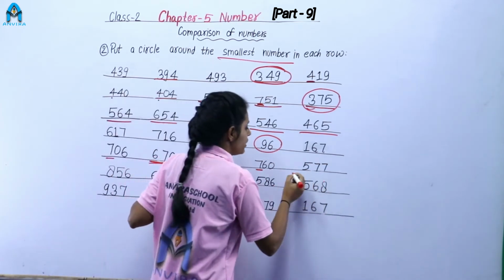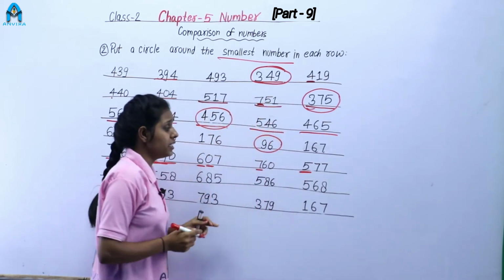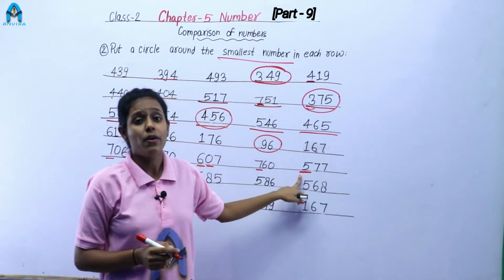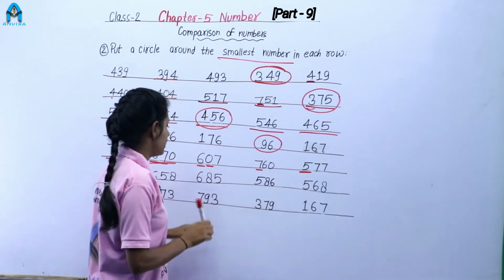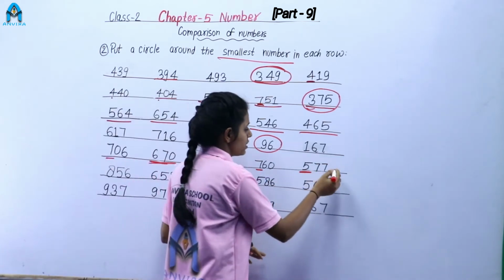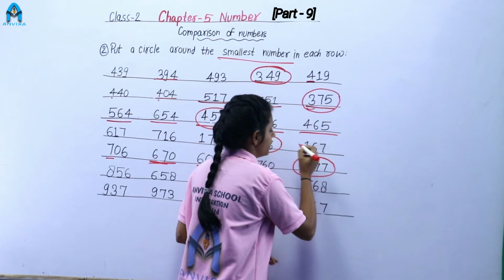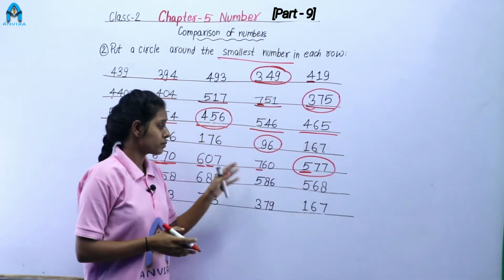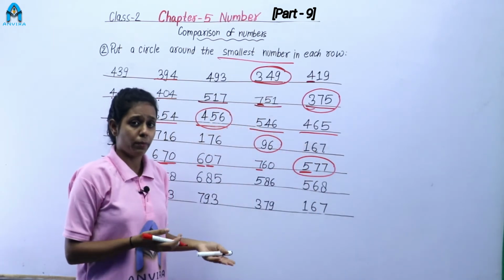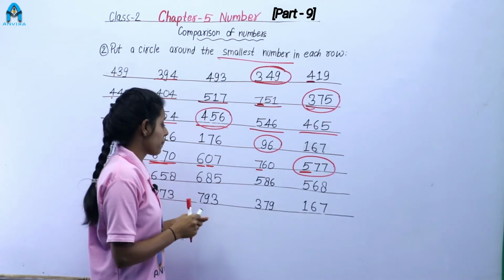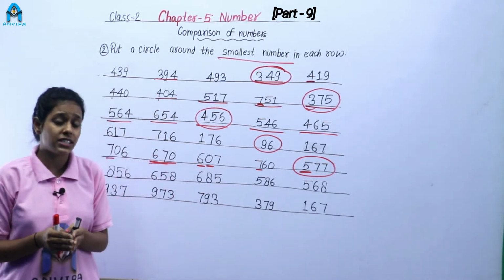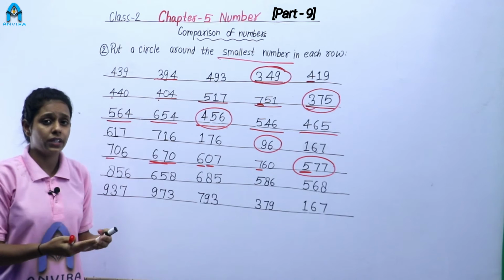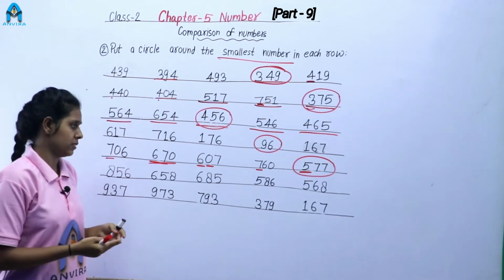Let's go to the next number. On hundreds place, there is number 5. That's why the smallest number is 577. First, we have to compare the hundreds place. If hundreds place is equal, then we compare the tens place.